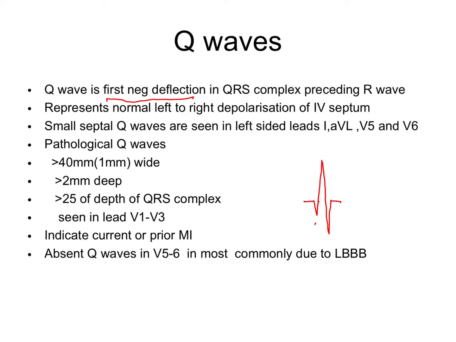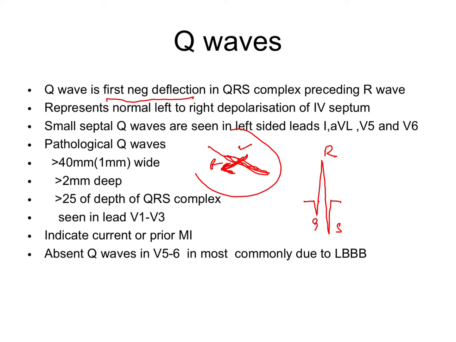Q wave is the first negative deflection in the QRS complex, preceding the R wave, and represents the normal left to right depolarization of the interventricular septum. As we have seen, if this is the heart and this is the interventricular septum, the initial vector goes in this direction, from left to right. The Q wave represents the left to right depolarization of the interventricular septum, meaning the septum is depolarized from left to right.